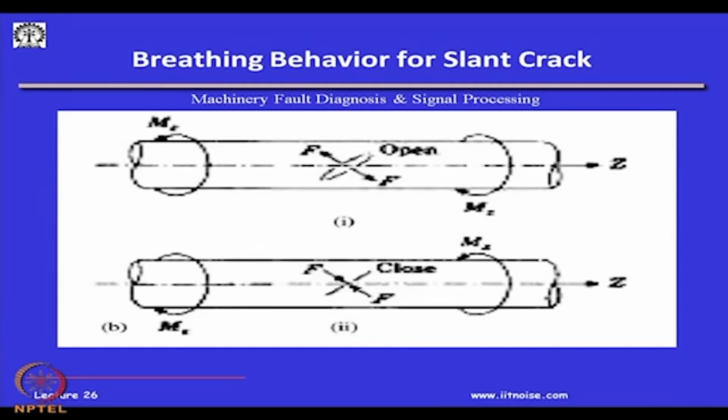Now, let us see what happens in the case of the breathing behavior for a slant crack. Here, I am subjecting them to a torsional loading, and the cracks have occurred in the 45-degree axis. So, cracks will once open and once close. This is also the breathing behavior of a crack, but it is slant. But then the question would be, how do I distinguish between whether a crack has occurred because of a torsional load or because of a bending load?